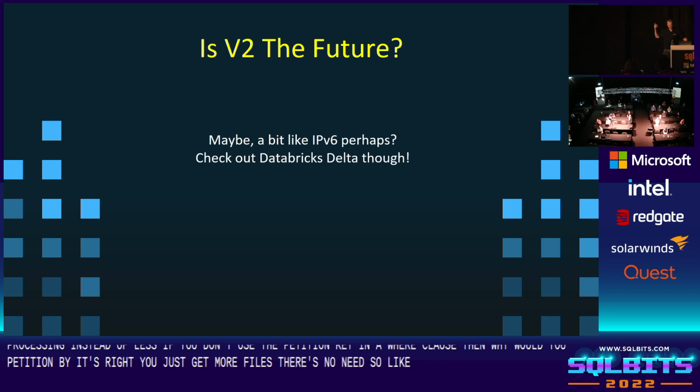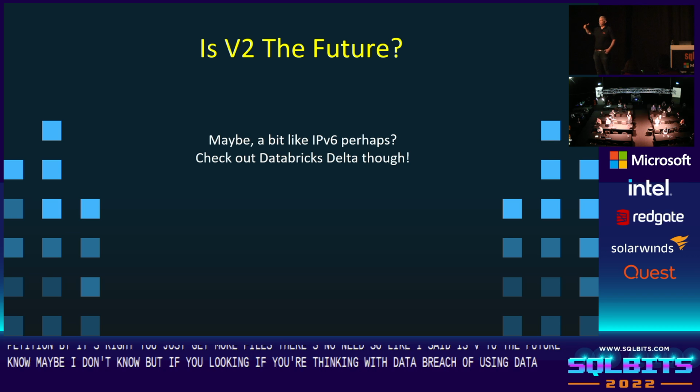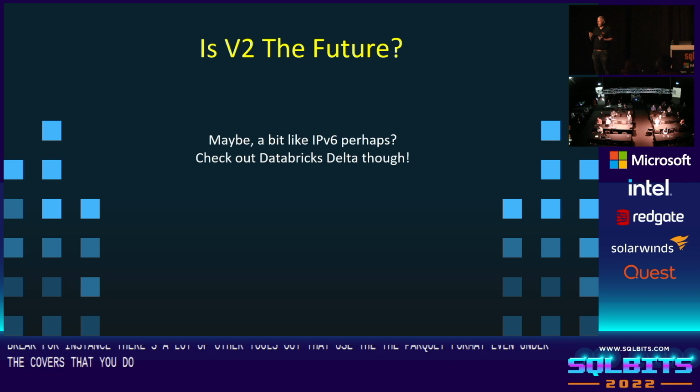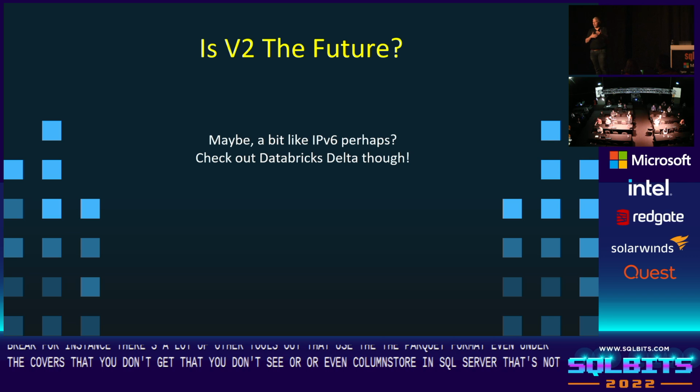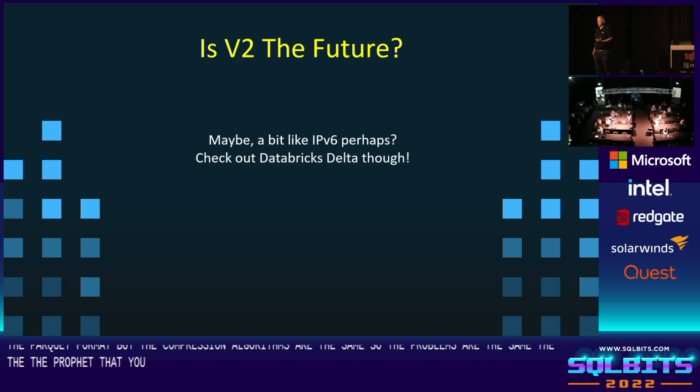So like I said, is V2 the future? No, maybe, I don't know. But if you're tinkering with Databricks or using Databricks, for instance, there are a lot of other tools out there that use the Parquet format, even under the covers, that you don't see, or even column store in SQL Server. That's not the Parquet format, but the compression algorithms are the same. So the problems are the same, and the profit that you have from using them is the same as well.